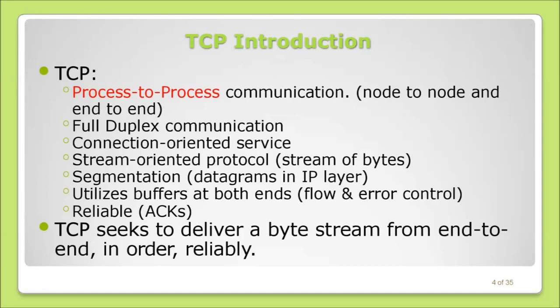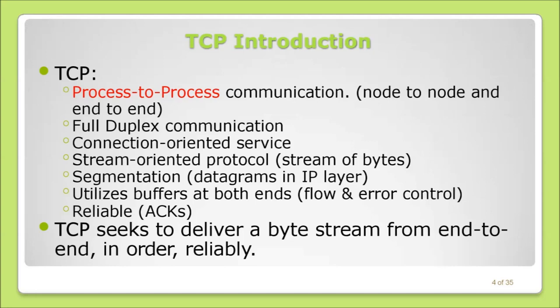Likewise, this is also used for node to node and end to end transmission. What is node to node transmission? Node to node means from one device to another device, and end to end transmission means from source to destination. Second point, full duplex communication. When data is transmitted and received at the same time, simultaneously, this is called full duplex transmission, and for reliable transmission, Transmission Control Protocol is used.